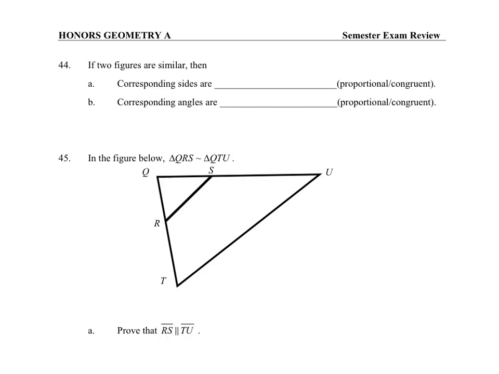Question 44. If two figures are similar, then corresponding sides are proportional and corresponding angles are congruent. If the two figures were congruent, then both these answers would be congruent.